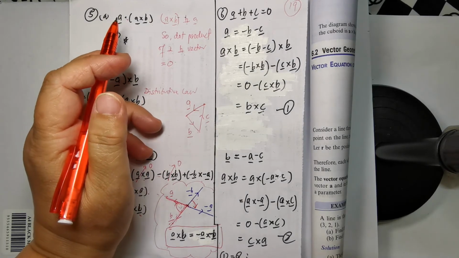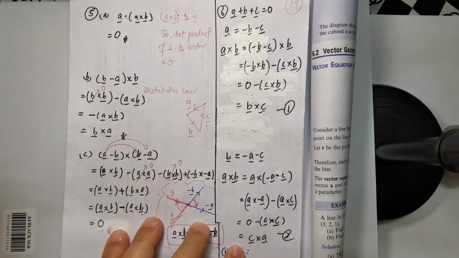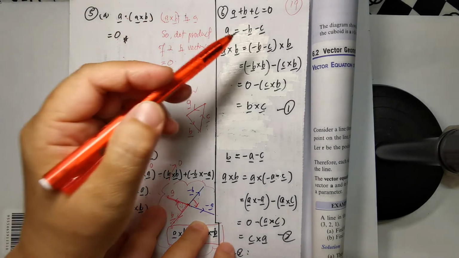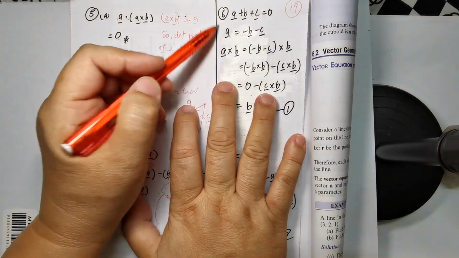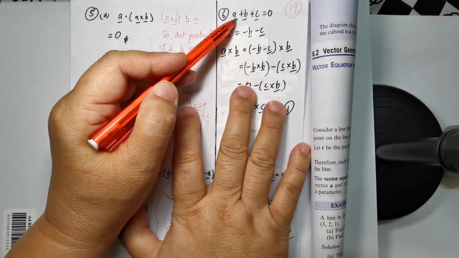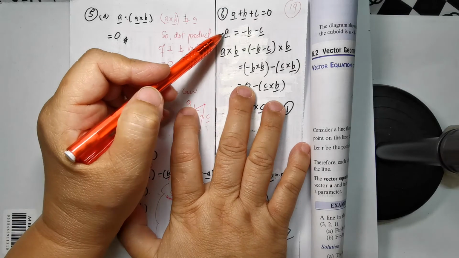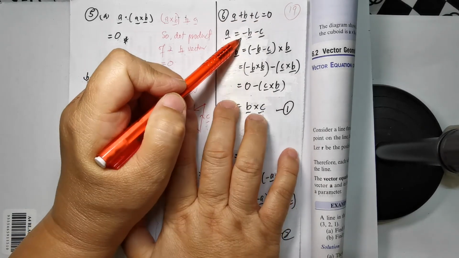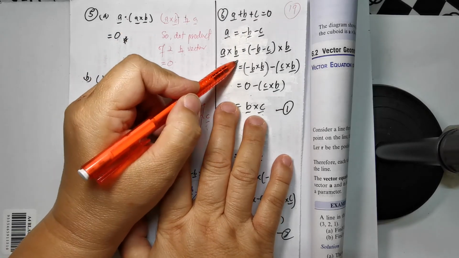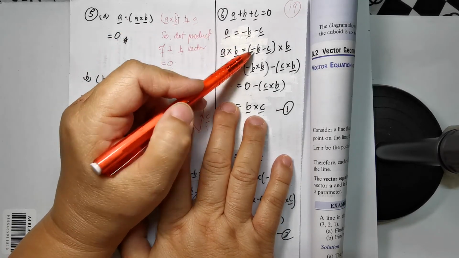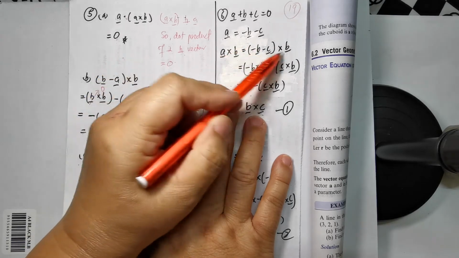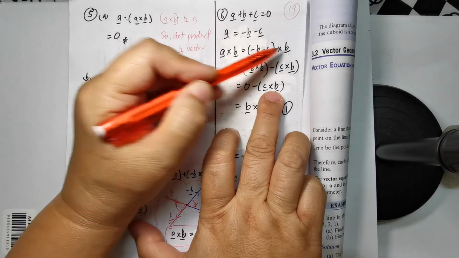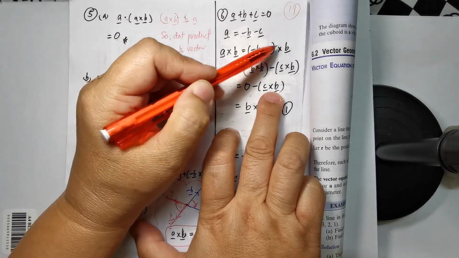But this is not our purpose. Our purpose is to show A cross B same as B cross C same as C cross A. So I rearrange this given, A plus B plus C equals 0. A is negative B minus C, shifting B and C to this side. Then I start with A cross B. A is negative B minus C, cross B. Using the distributive law, we expand: negative B cross B minus C cross B.